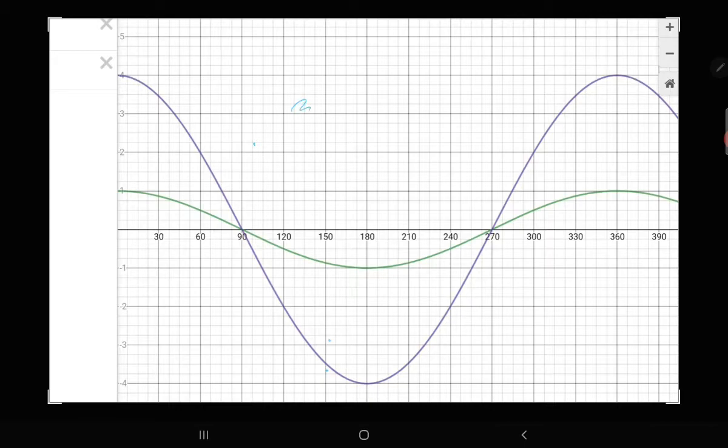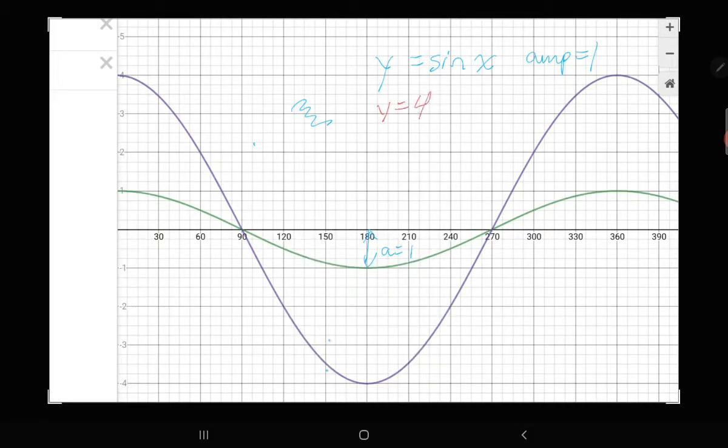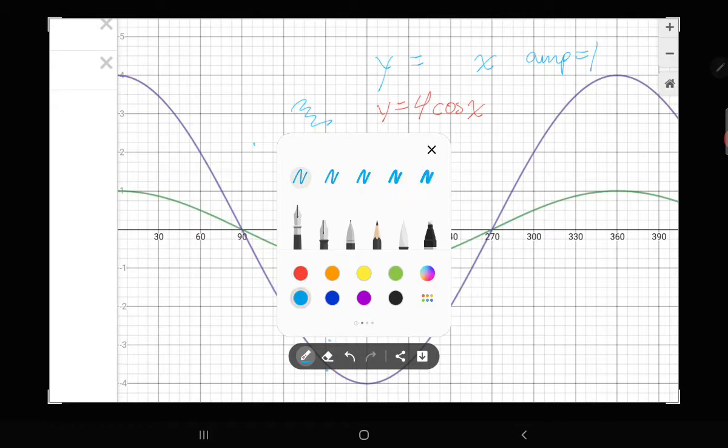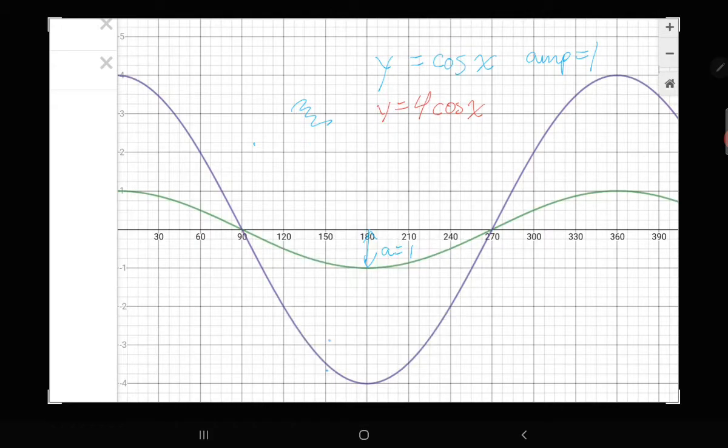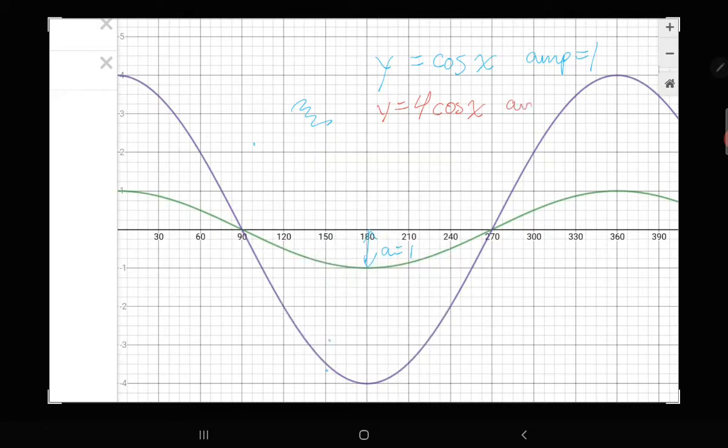Okay. So what is our amplitude here? It was 1 before. So for y equals sine x, our amplitude equaled 1, right? And now for our new curve, if I do this in a different color, for y equals, sorry, that should say cos of x. I should definitely erase that. Okay, so for y equals 4 times the cos of x, our amplitude is what now?